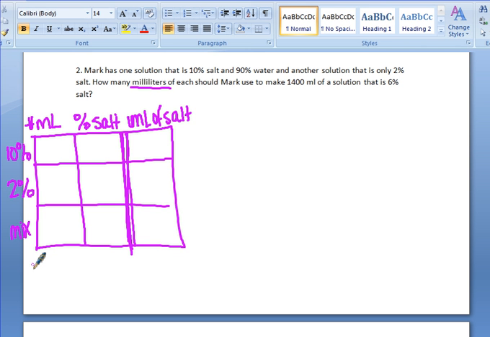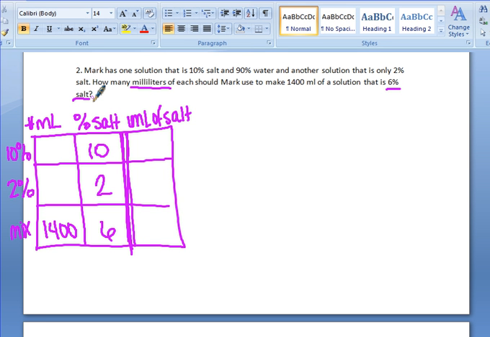All right, we don't know how many milliliters there is at the 10%. We're not given how many milliliters that there is at the 2%. But we do know that in the mix, we want to end up with 1,400 milliliters. All right, in our 10% salt solution, we have 10% salt. In our 2% salt solution, we have 2% salt. And in our mixture, we want to end up with 6% salt. Nice. All right, so we filled in the given information.